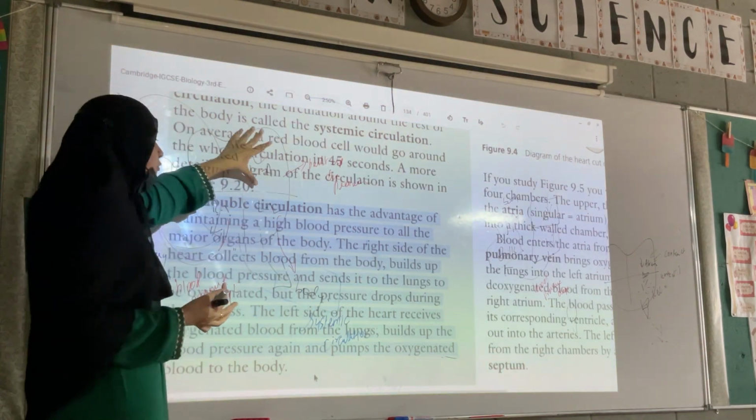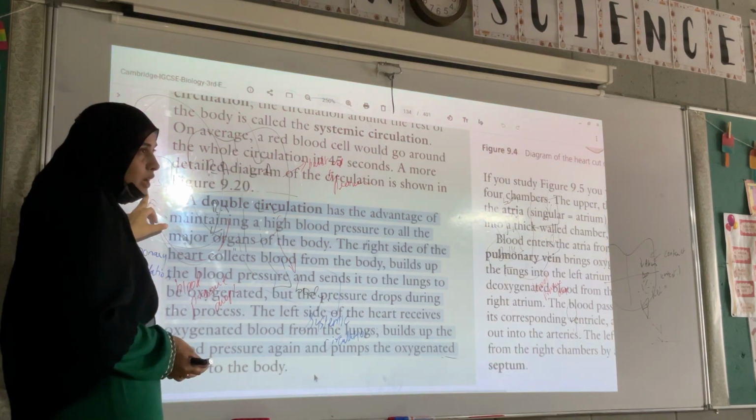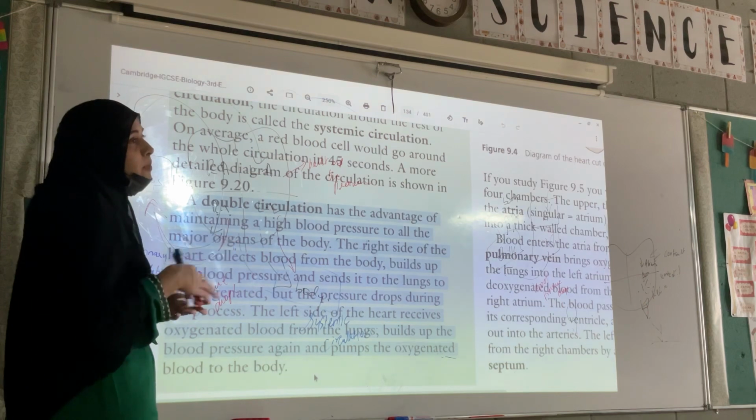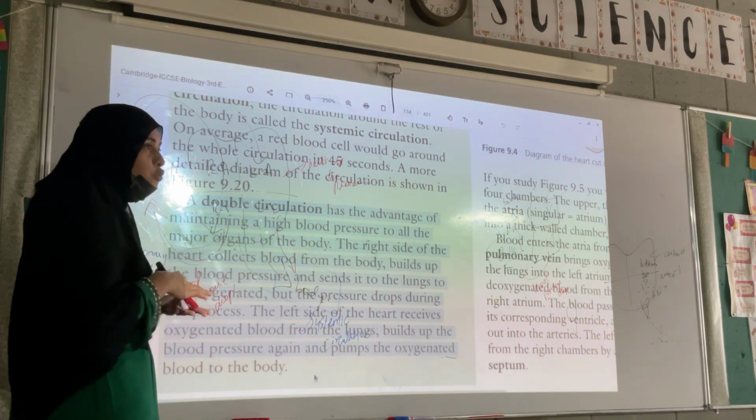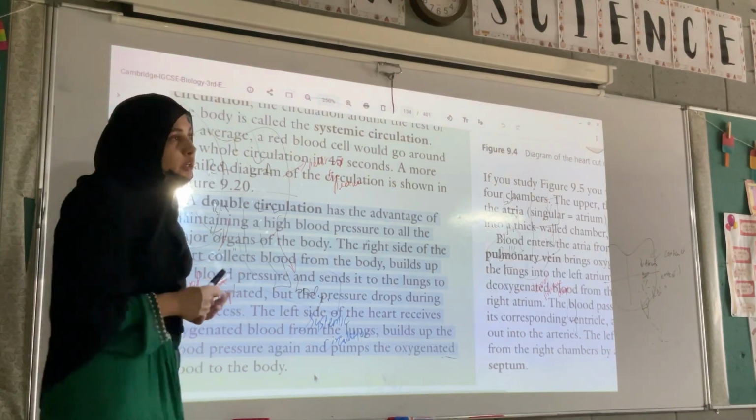But if we don't have double circulation, then what will happen? Here it goes to the lungs. From the lungs, under pressure, it will pump to the whole body. So the pressure drops, and it cannot efficiently pump to all the organs of the body. Okay?